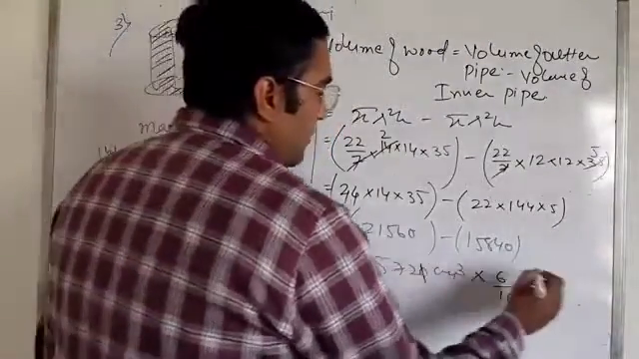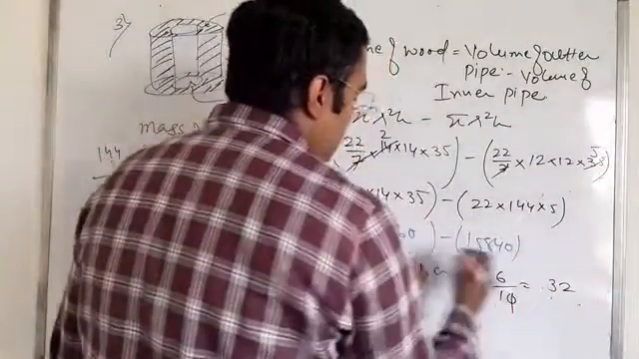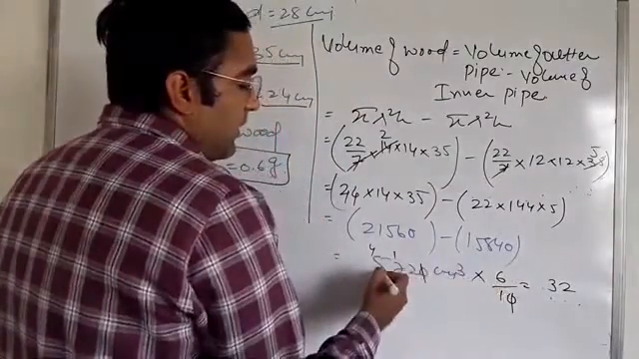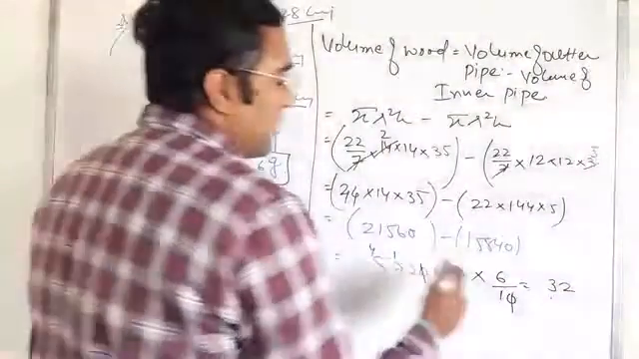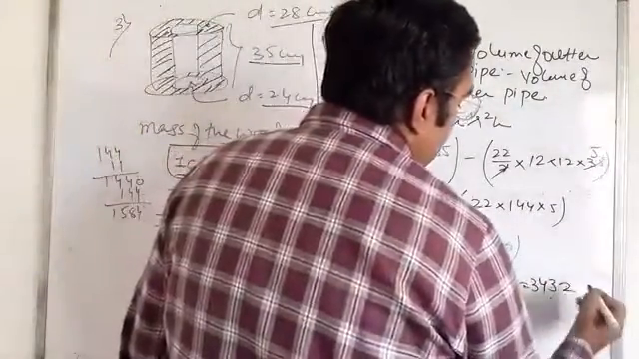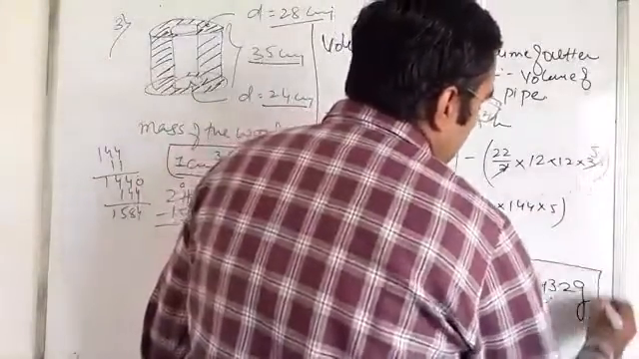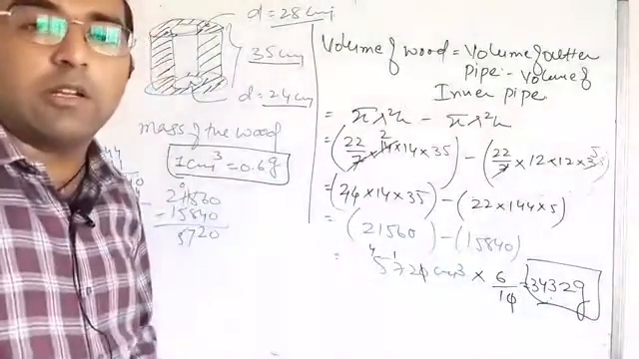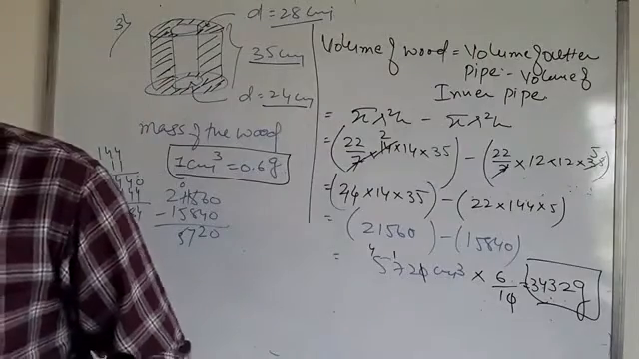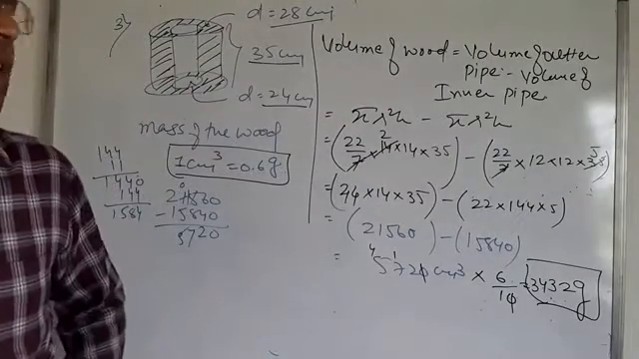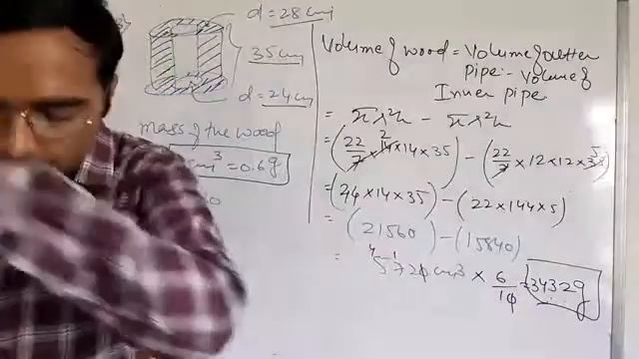So 6 2s are 12, 1 carry, 6 7s are 42 plus 1 is 43, 4 carry, 6 5s are 30, 30 plus 4 is 34. That is my answer, 3432 gram. That is the mass of the wood required to make the pipe.